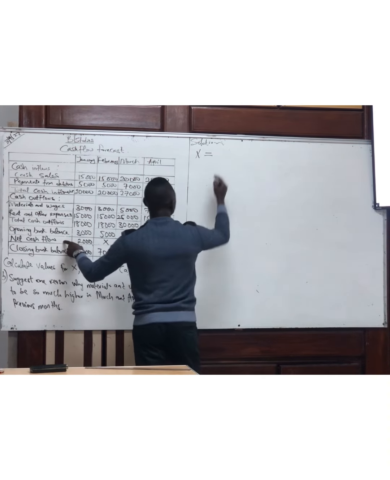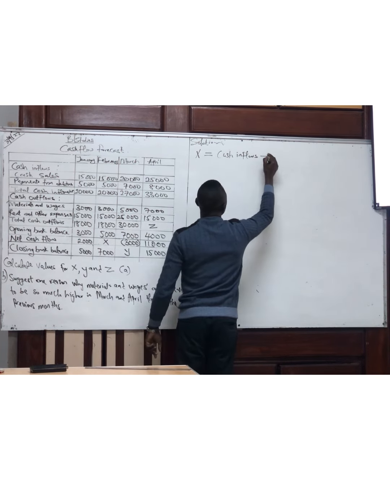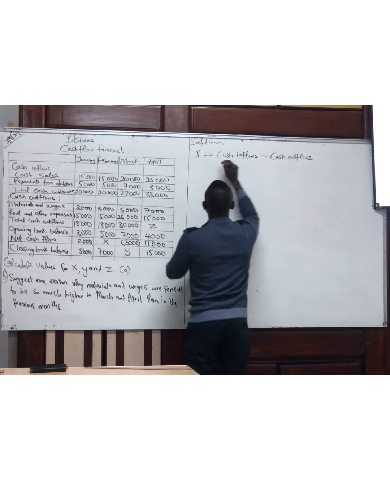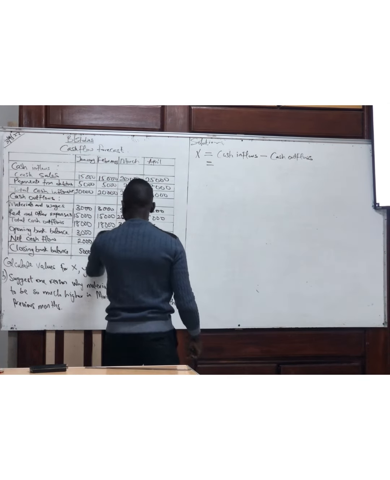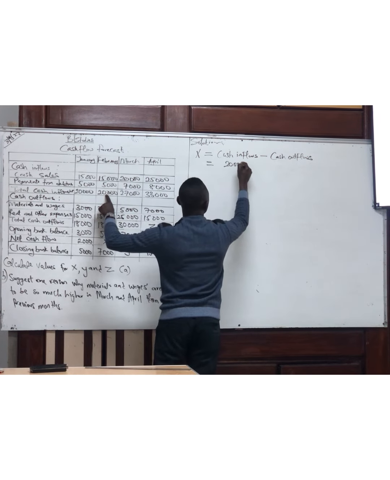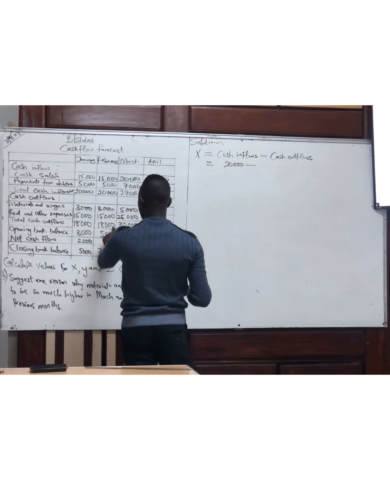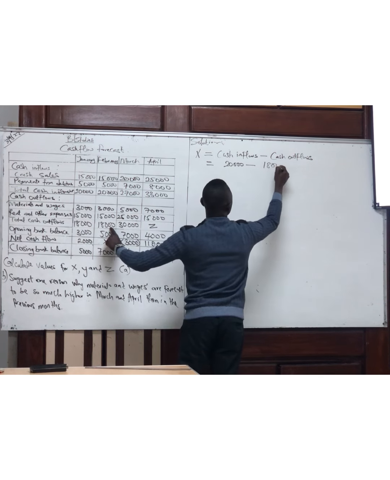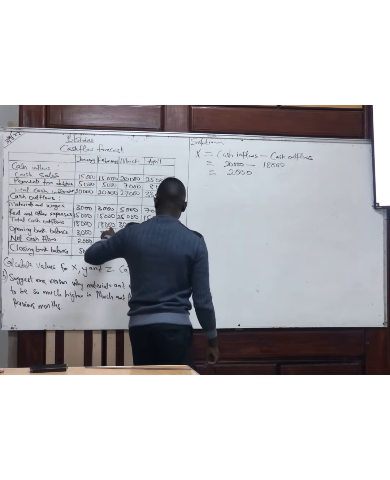The formula for net cash flow is cash inflows minus cash outflows. So what's our cash inflows? The total cash inflow under X is 20,000. So we have 20,000 minus the total cash outflow under X, 18,000. Are you with me? Yes, sir. 18,000. So our X is 2,000. Is it clear? Yes, sir.